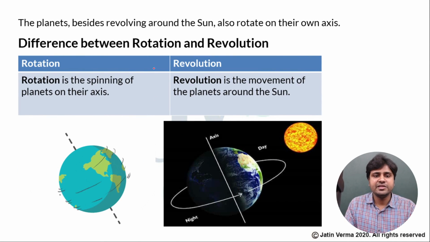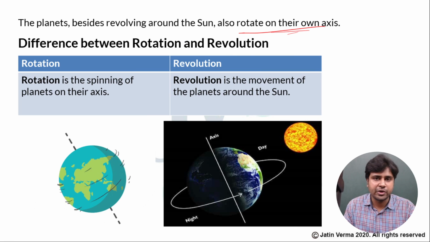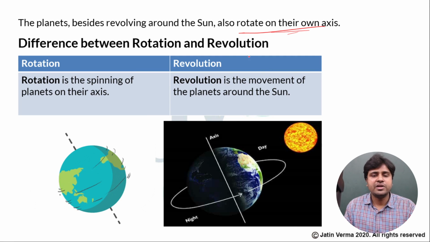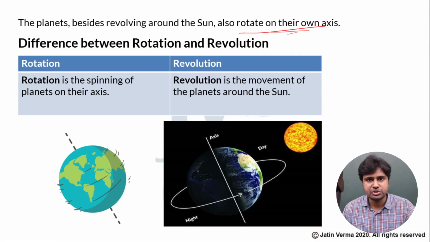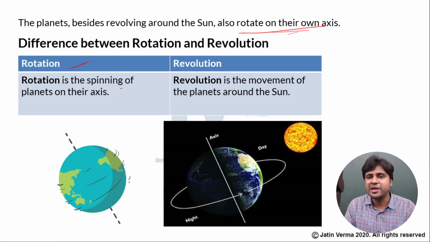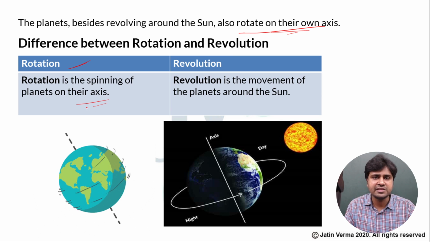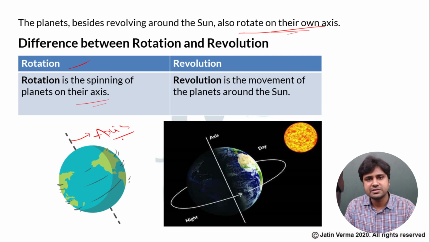Now, the planets, besides revolving around the sun, they also rotate on their own axis. Now, let us just try to understand the basic difference between rotation and revolution. So, first, rotation. Rotation is the spinning of planets on their own axis. Now, what exactly is an axis? So, this imaginary line here is the axis.